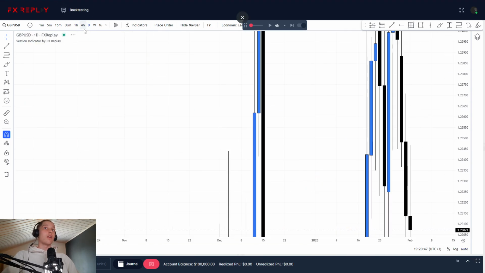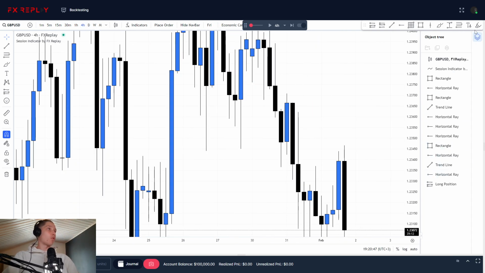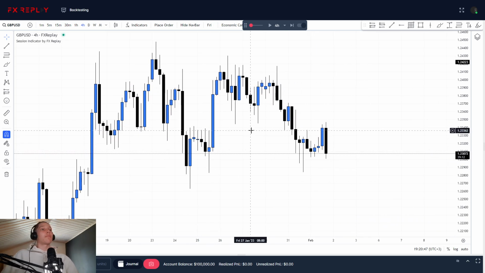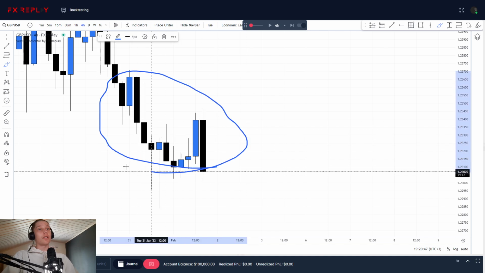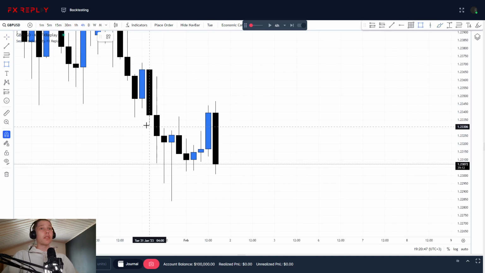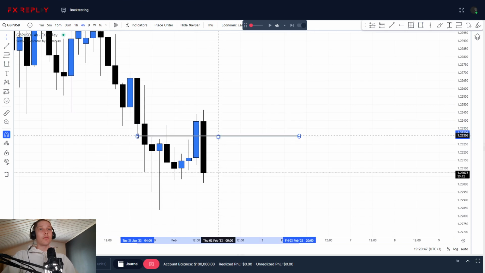GBP. This time I'm trying to concentrate on 4-hour structure and then play with that. For example, this wouldn't be such a high confluence price range because there are not that many fair value gaps. There is that super small one here that you can spot.